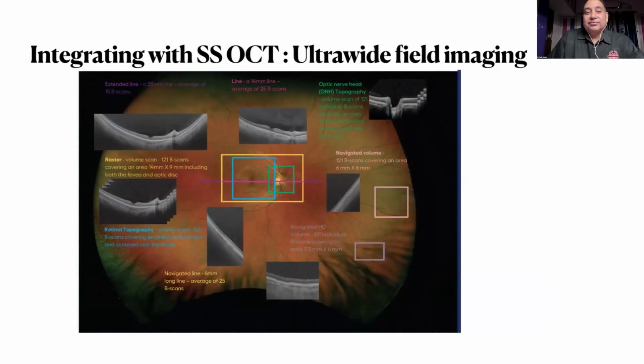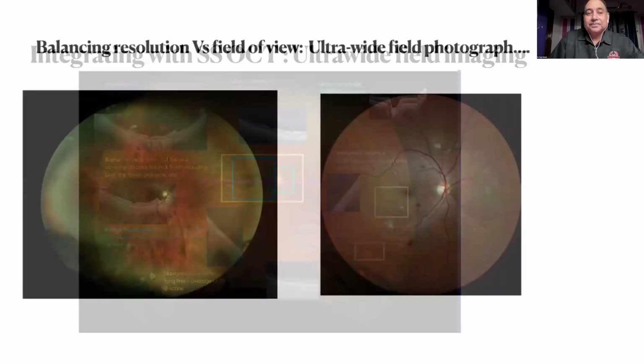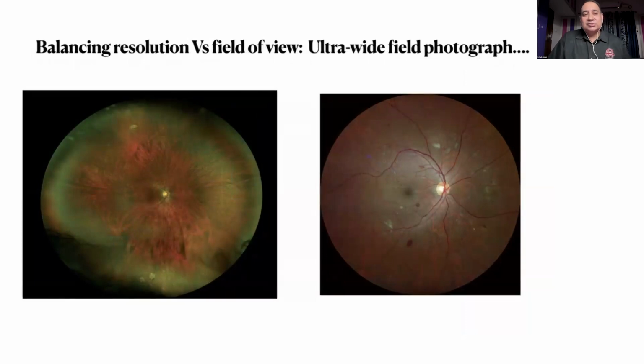More recently, we have these ultra-wide field systems which are integrated with swept source OCT, making it possible to look in the OCT images, even in the far periphery, the ultra-wide field images, and looking at these peripheral lesions, what exactly these lesions look like. The big challenge always has been balancing the resolution versus the field of view.